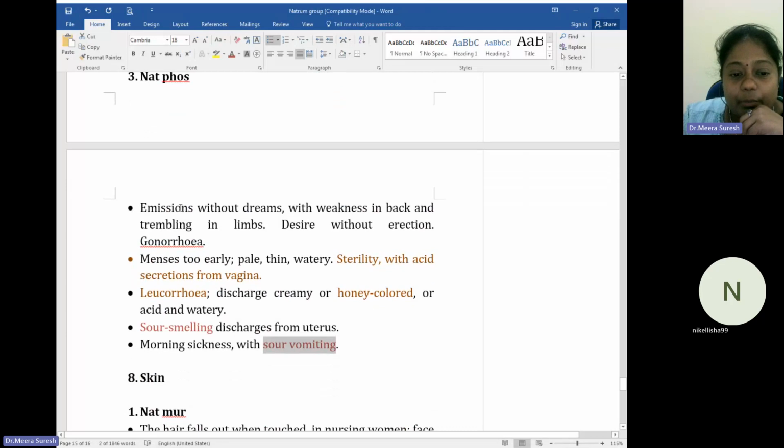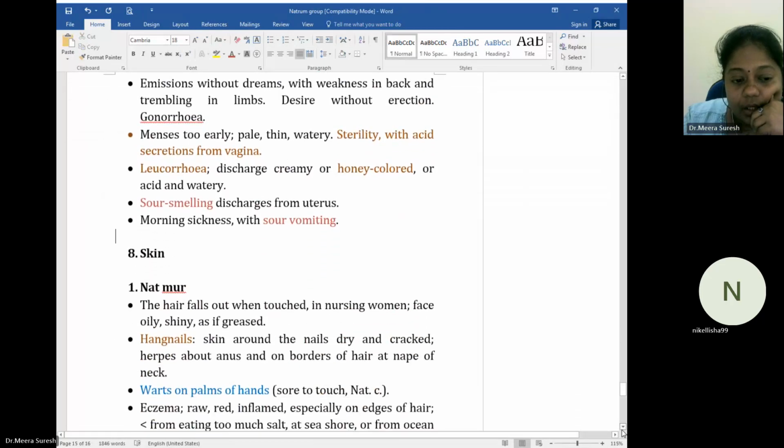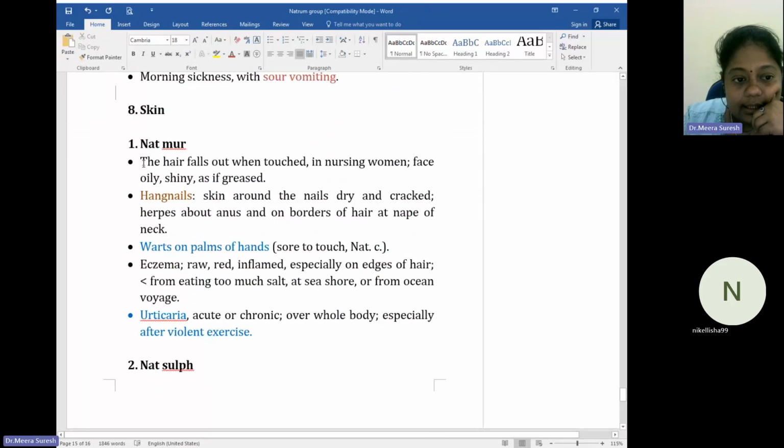Then here also there are emissions without dreams with weakness in back and trembling in limbs. There is desire without erection, gonorrhea. So they do have sexual complaints. So maybe these psychotic sexual complaints or gonorrhea related is resulting in the discharge being released during the coition, resulting in infertility in all the three remedies, in one way or the other. Then lastly, it is the skin.